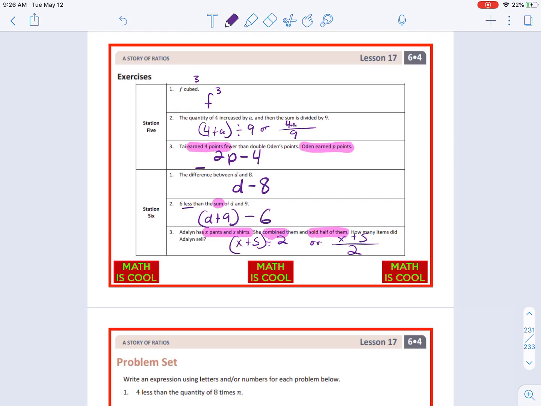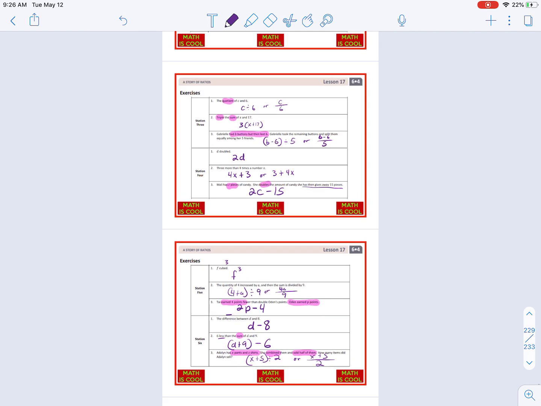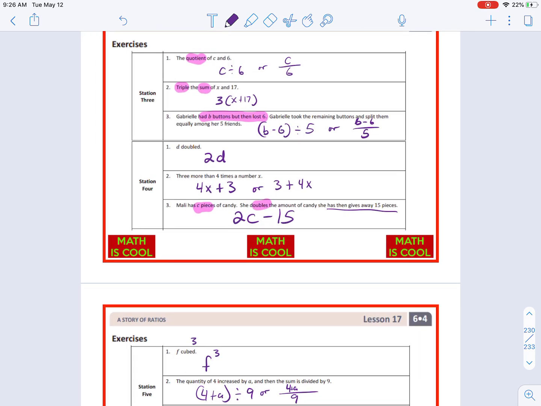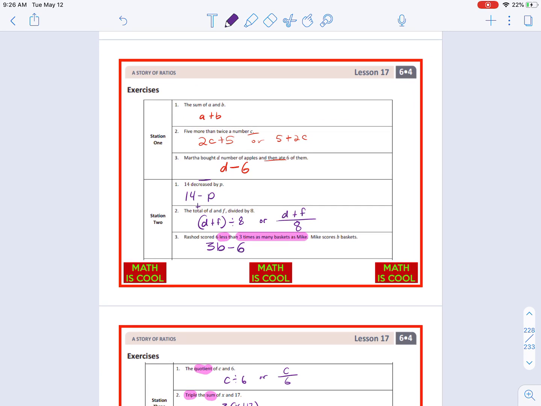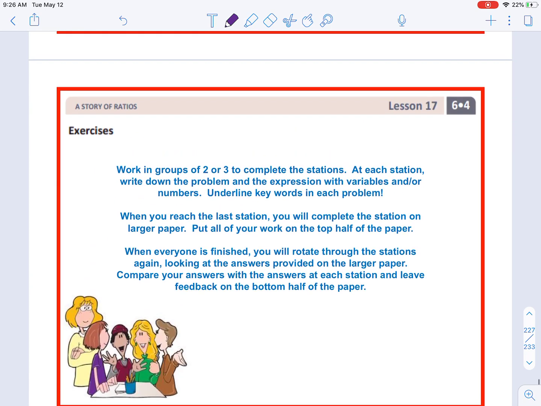Alright guys, that's lesson 17. I'll send out the problem set to you. Please get that done. You don't have to turn in the problem set, but tomorrow we will go live together and we'll go over the problem set together.